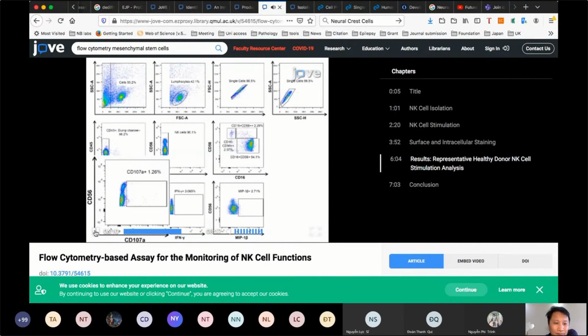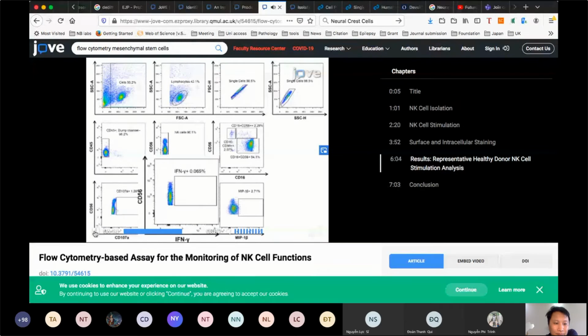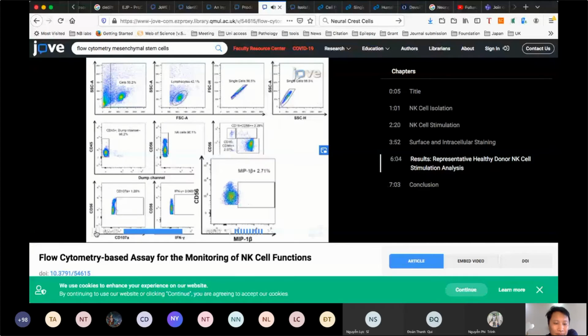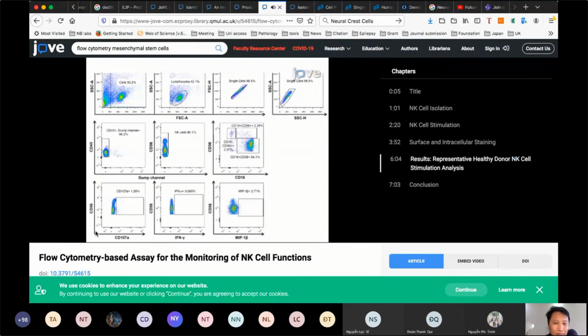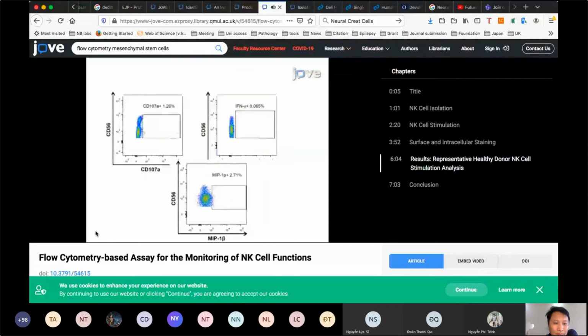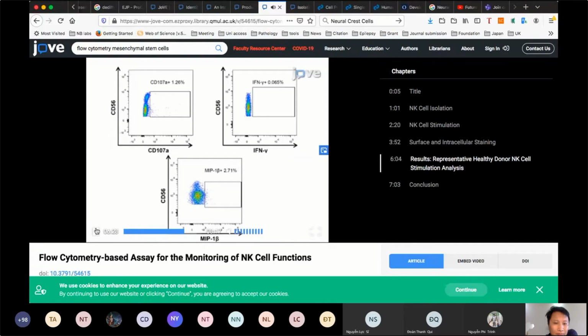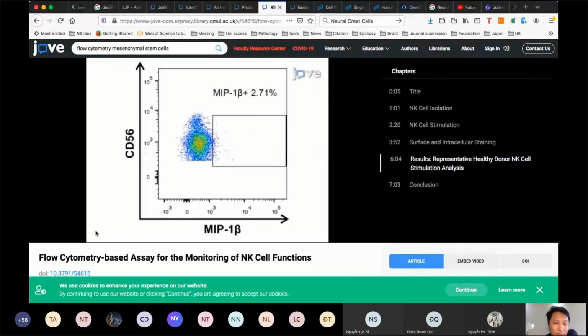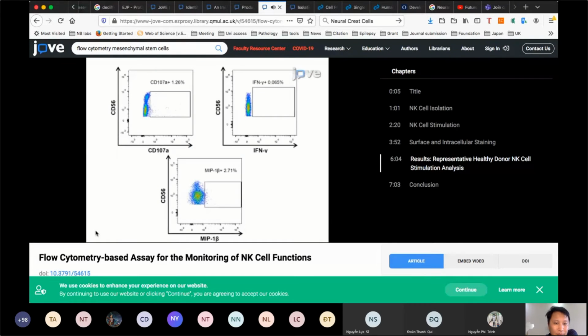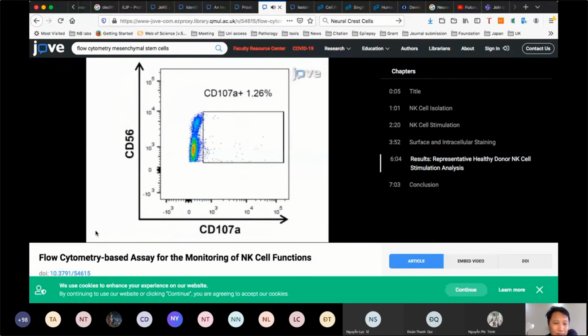Here, gating strategies for analyzing the degranulation and cytokine and chemokine production of the whole NK cell population, as well as 3 different NK cell subsets, are illustrated. Unstimulated NK cells from healthy donors produce neither interferon gamma nor MIP-1 beta and do not express CD107A on their surface.